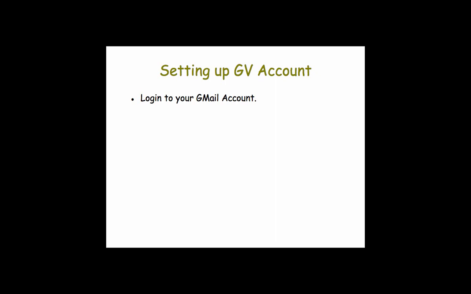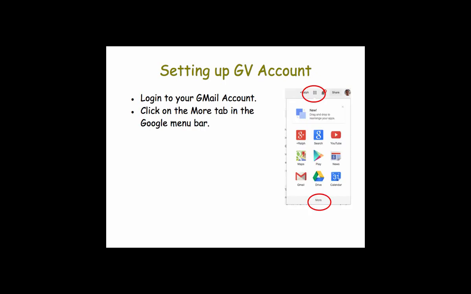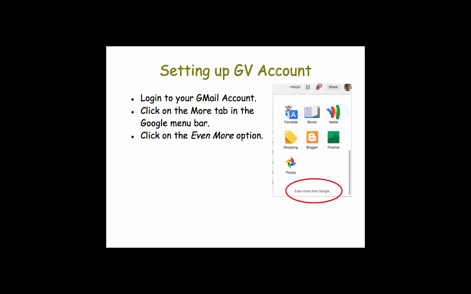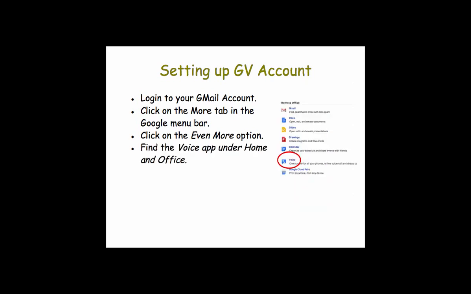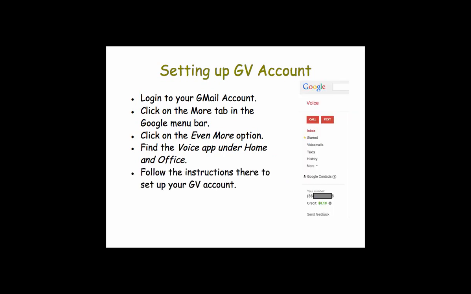Here are the steps to follow to set up your Google Voice account. Log into your Gmail account. Click on the More tab in the Google menu bar. The menu bar is that 3x3 grid at the top right of your screen when you're in Gmail. Click on the More tab. Click on the Even More tab, and that will bring up a bunch of Google applications. Find the Voice application under Home and Office, and when you click on it, you'll be brought to the Google Voice site. Just follow the instructions to set up your Google Voice phone number and your account.